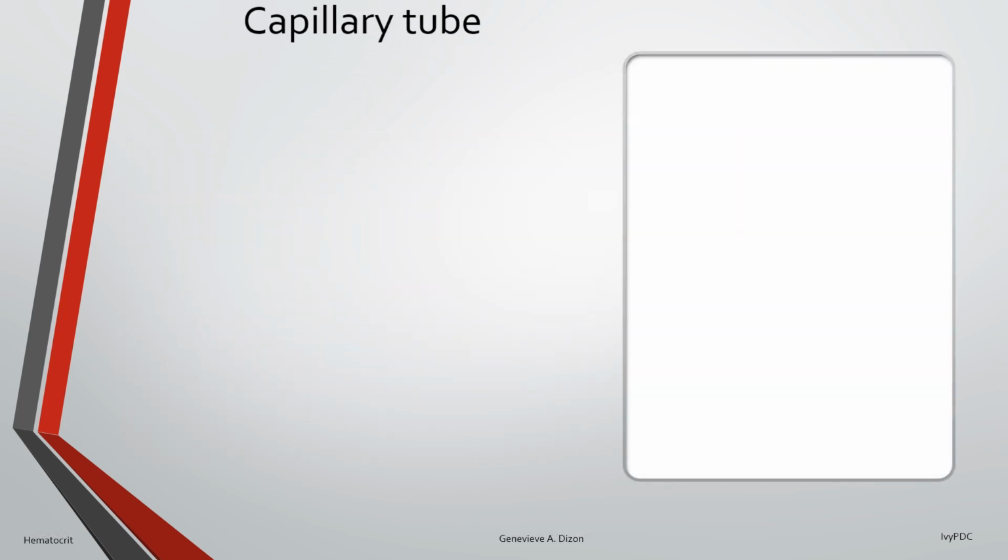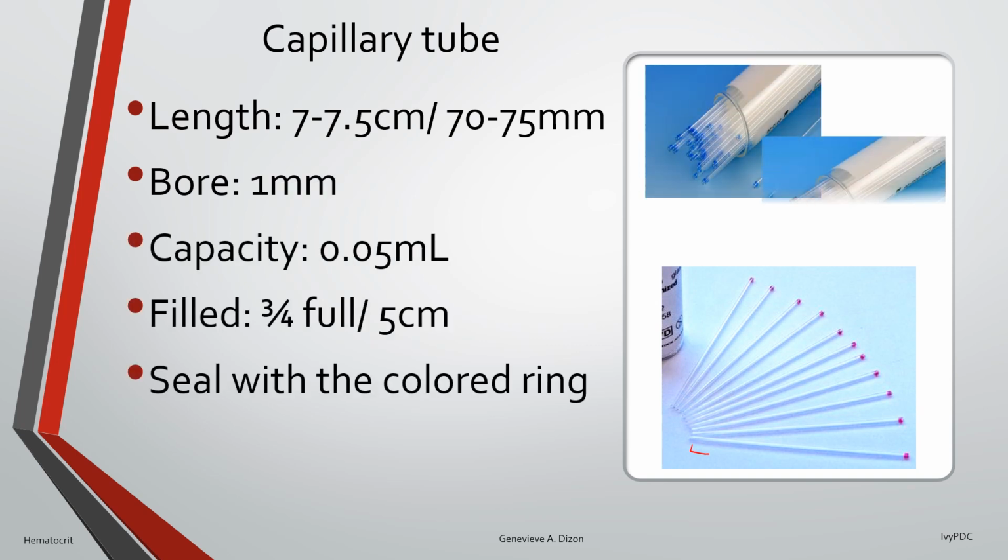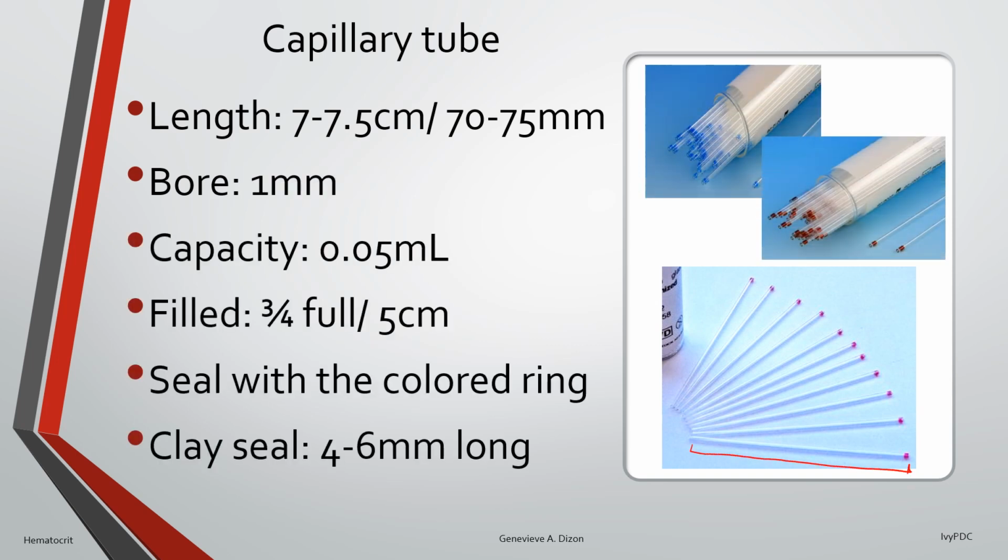Let's talk about the capillary tube a little bit more. The length of a capillary tube is from 7 to 7.5 centimeters or 70 to 75 millimeter. The bore, or the opening of the capillary tube, has a diameter of 1 millimeter, and it has a capacity to hold 0.05 ml of blood.